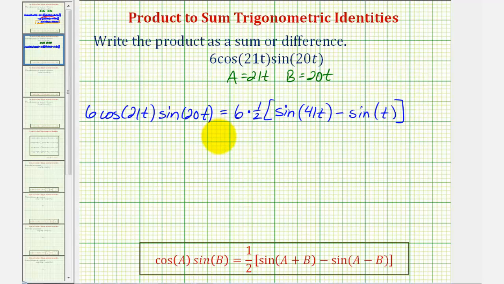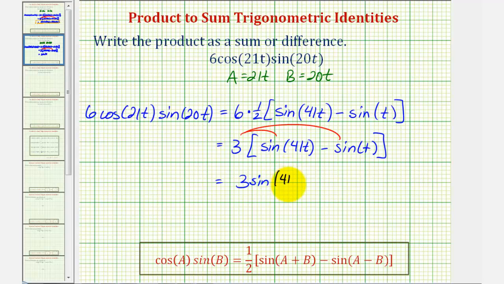Now we'll go ahead and simplify. This would be 3 times the quantity sine 41t minus sine t, and finally we'll distribute. So we have 3 sine 41t minus 3 sine t. We have the given product as a difference.